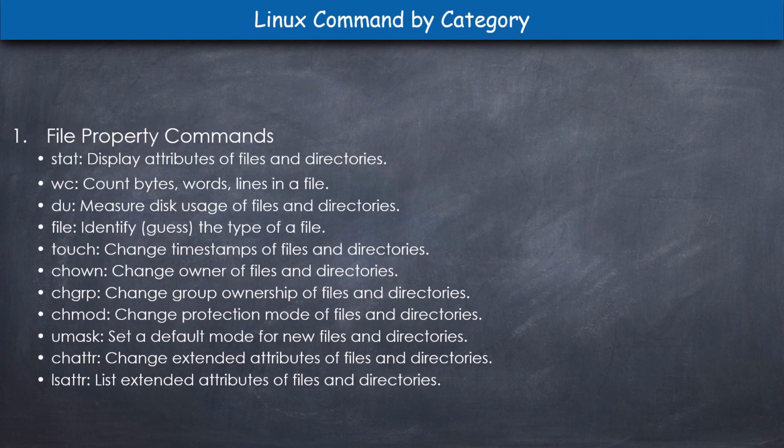Now we'll see the file property commands. Basically if you want to see properties of files, you can use these commands. So stat will display the attributes of files and directories. There are different keys or parameters to this command, and using those you can see different kinds of information. Then wc is the word count. It can be used to count the number of lines, bytes, and words. Different options are there. wc -l will give you the number of lines in a file.